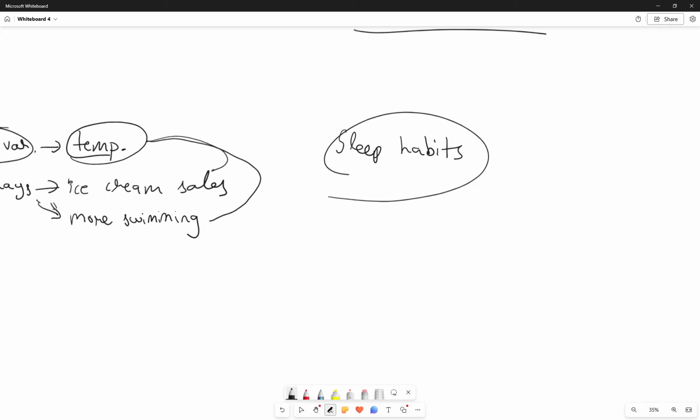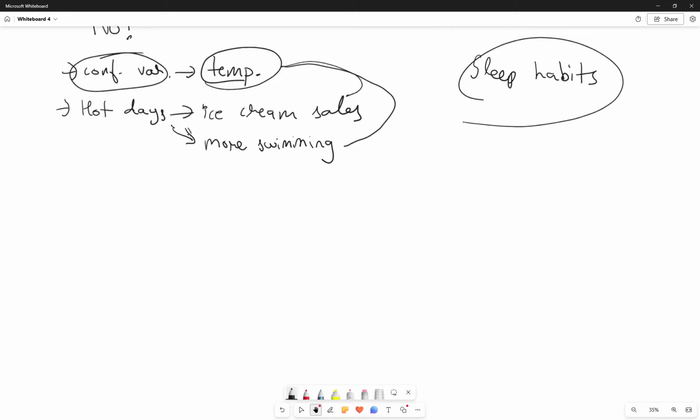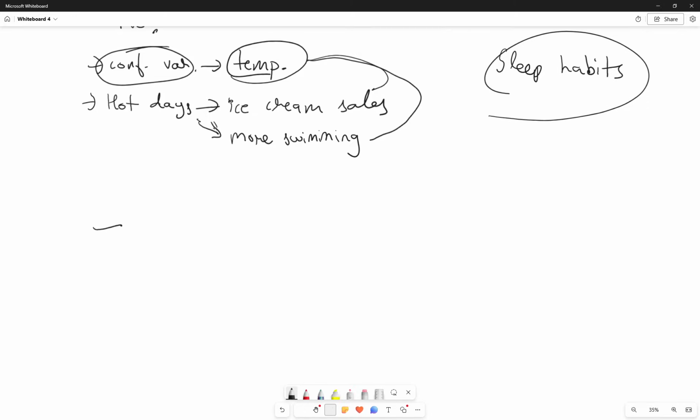So how do we control confounding variables? One, we use randomization in our assignment so that we can balance out unknown confounders, right? Control groups is another big one, so that you know the effect.